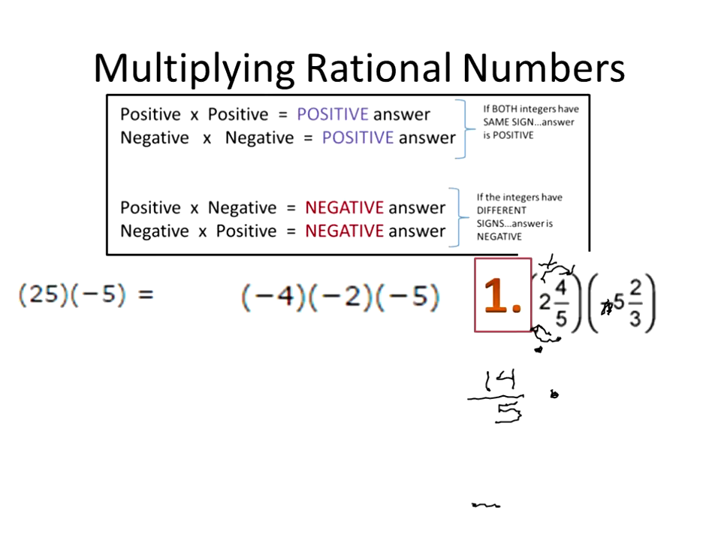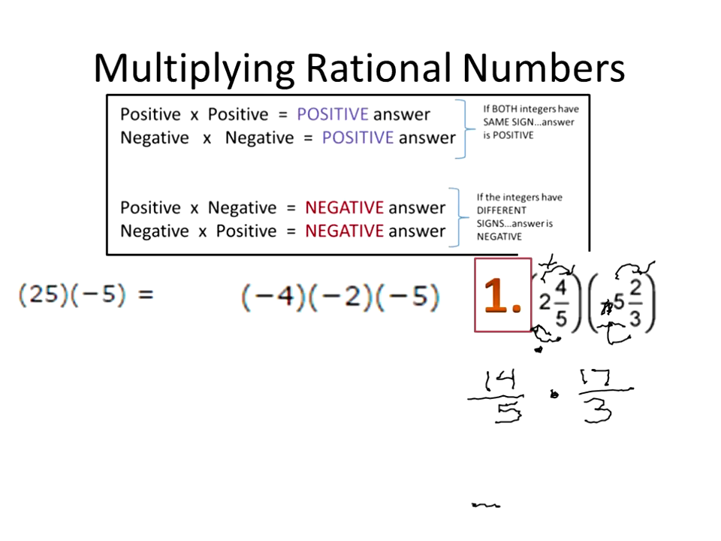Okay, and we're going to multiply that, and I can just forget about the sign right here, because at the end, my answer is going to be negative. So don't let that get in your way. Now I'm going to take 5 times 3, which is 15, plus 2, which is 17. And my denominator stays the same.